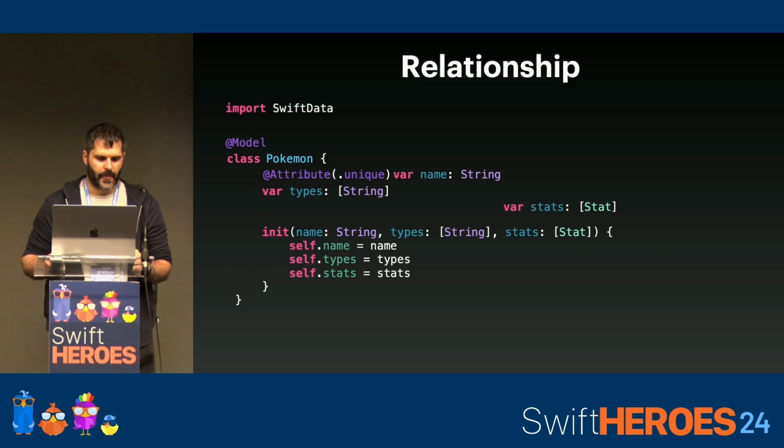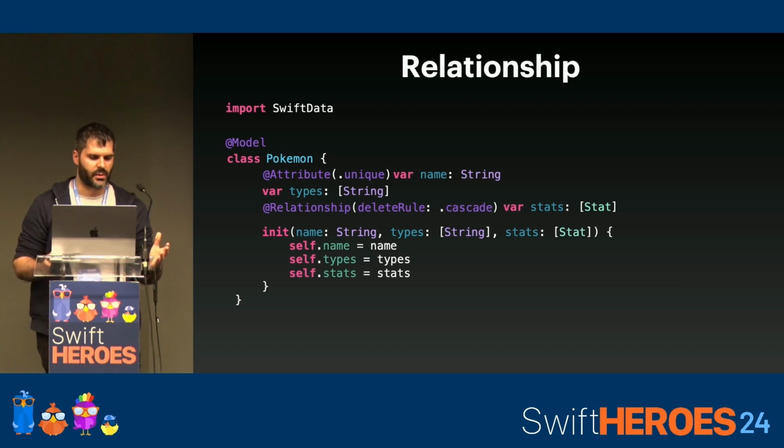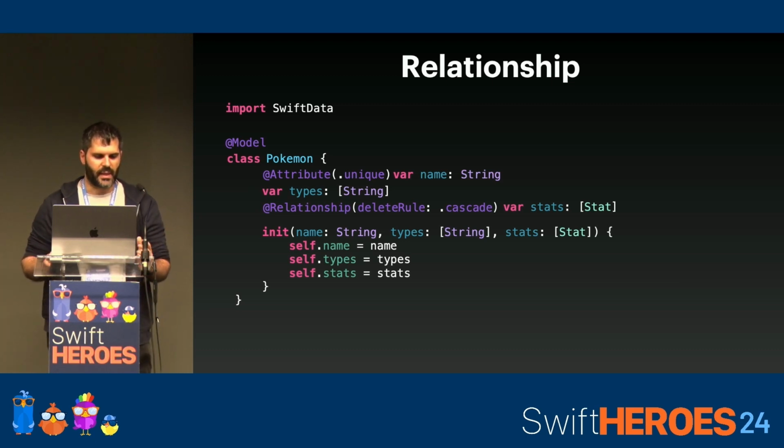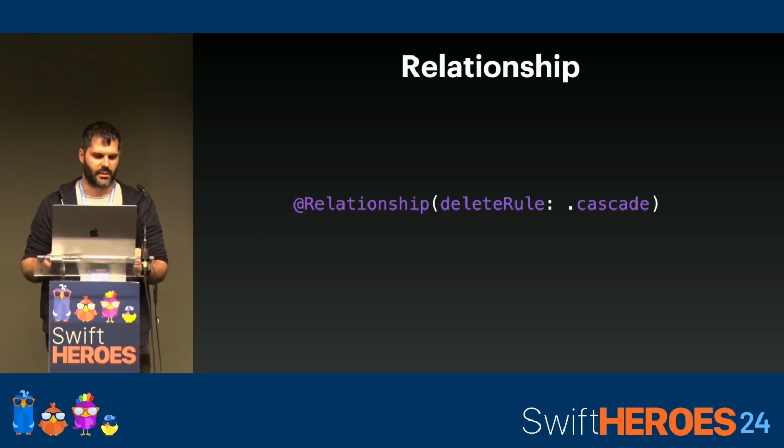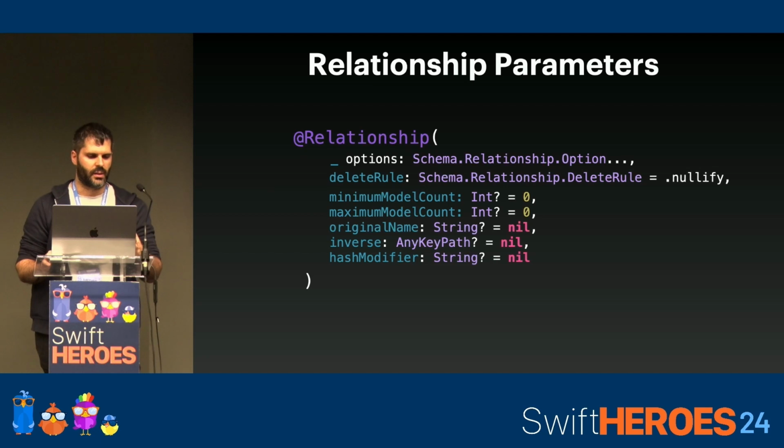But we have stats. Stats, as I said before, is another struct. And we want to specify the relationship between the Pokemon and the stats. We can use another macro called relationship. This macro has different parameters, just like attribute. For example, there is an option. In this case, relationship has only one option that is unique. So we can specify that this relationship is unique across all the database.